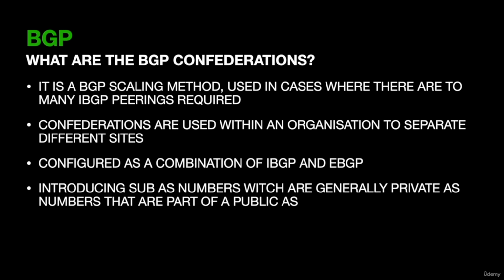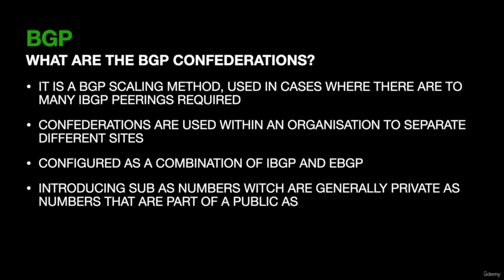Like route reflectors, confederations are a BGP, IBGP scaling method, and they are used in cases where a lot of IBGP peerings are required. Confederations are configured as a combination of IBGP and EBGP, and confederations introduce new stuff.